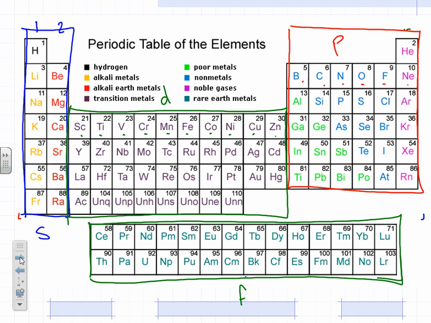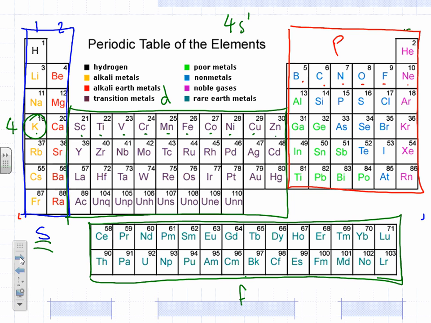So based on the position that the element is in the periodic table, we can very quickly deduce its electronic configuration. If we take potassium as an example, we can see that it's in the 4th row and in the S block, and it's the first element in that S block. So it must have a configuration of 4s1 as its outer shell configuration.